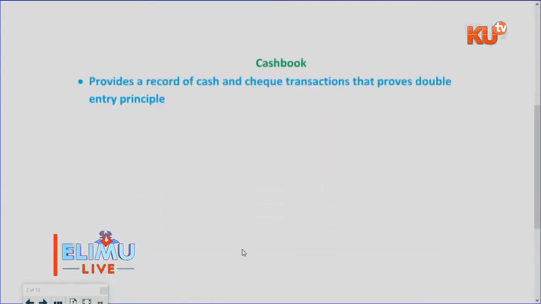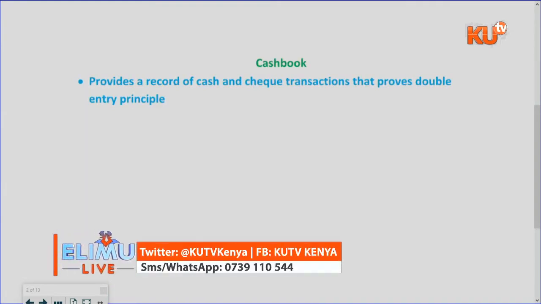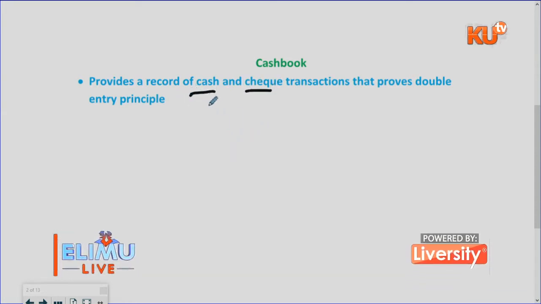So this is what I want you to understand: we prepare the cash book so that we can give a record of information touching on cash and cheque transactions. It simply provides a record of information on cash and cheque transactions. And then it has to be able to prove what we call the double entry principle.